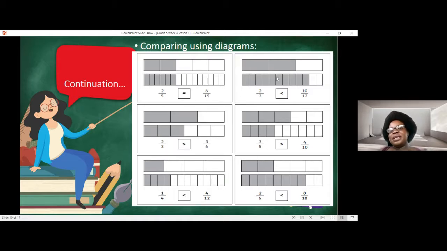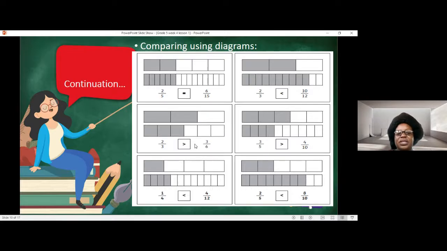And then the next one, still the same size of chocolate, and then the first one is cut into thirds and the next one is cut into 12ths. So we can see the 2/3 and the 12ths, then the 10/12ths. So which one is bigger? 10/12ths is bigger because the line of 2/3 ends here, and then the line of 10/12ths ends here. So the 10/12ths is bigger.